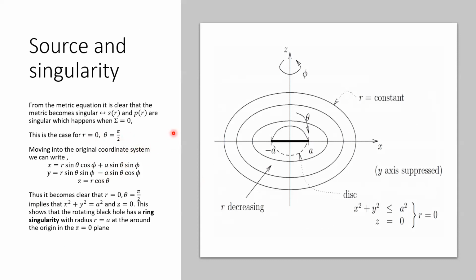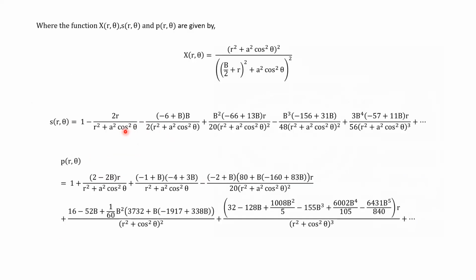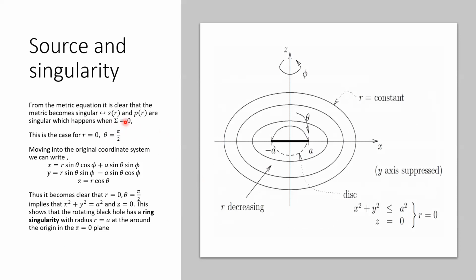Now it can be seen that the metric will become singular if s of r or p of r becomes singular, and it can be seen easily that s of r and p of r have in the denominator this capital sigma term. So whenever sigma becomes 0, this metric will become singular, and it can be easily shown that this is actually a geometric singularity and not a coordinate singularity. So the singularity cannot be removed by any coordinate transformation.